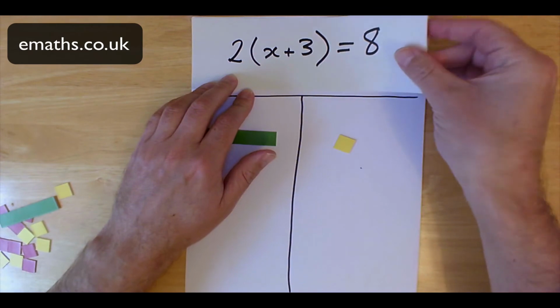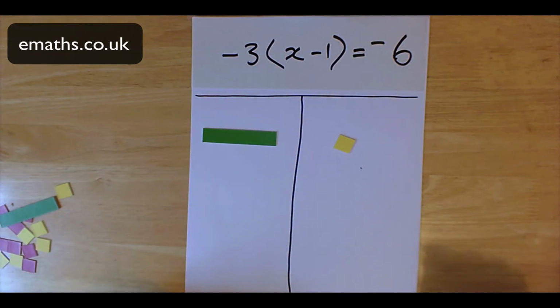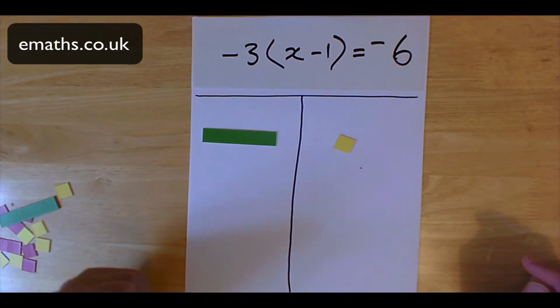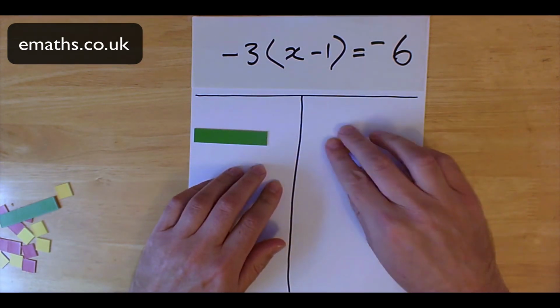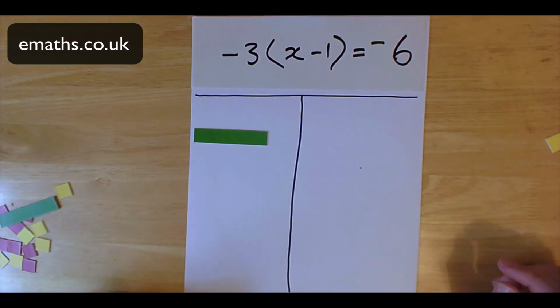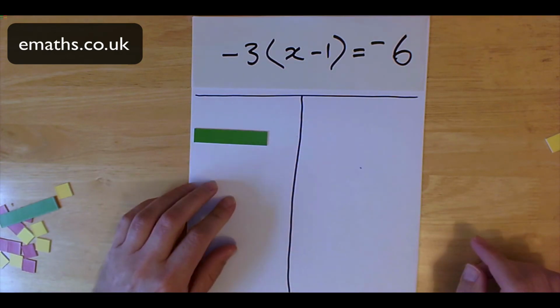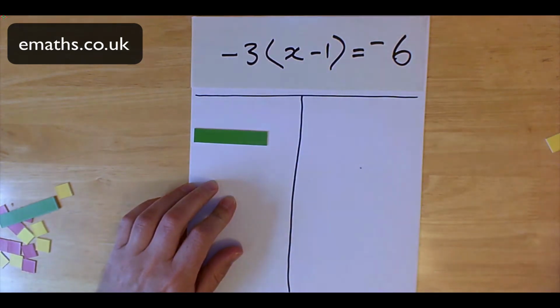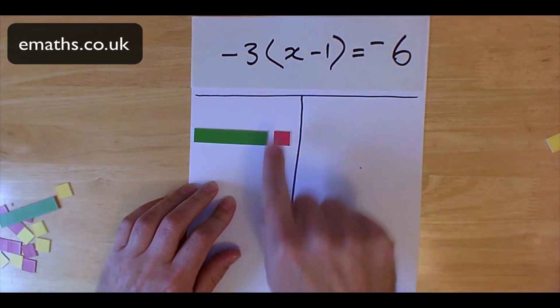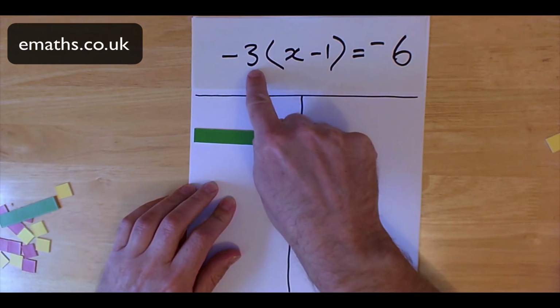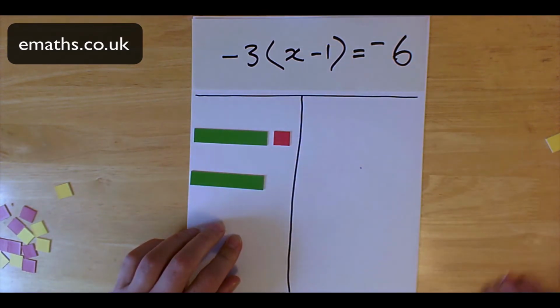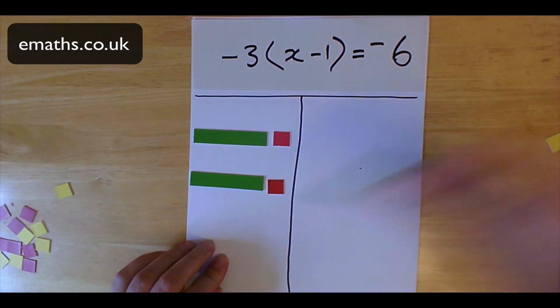Let's try another one. This time we've got negative 3, x minus 1 is equal to negative 6. So minus 3, x minus 1 equals minus 6. And now the process of using zero pairs becomes obvious why I've been doing that rather than taking away yellows. So let's build this up. I've got x minus 1, x minus 1, x minus 1. Well, I've got 3 of those. So I've got 3 lots of that thing, x minus 1.